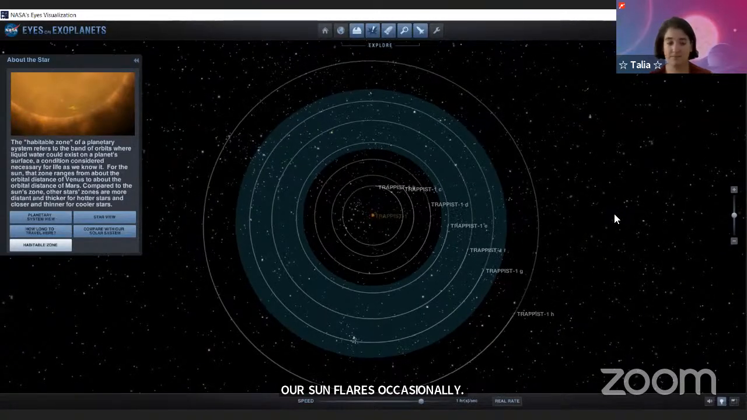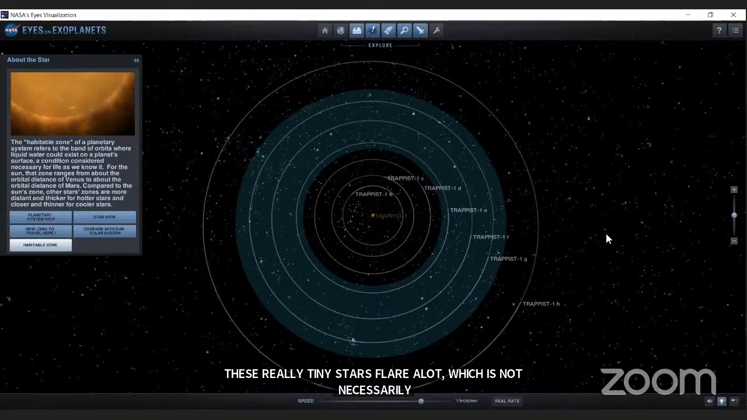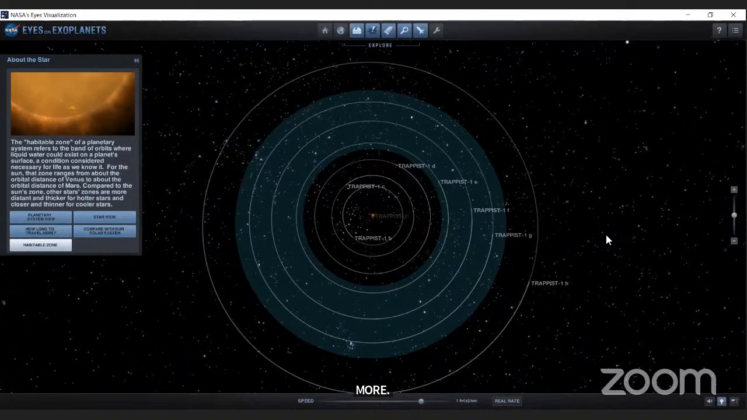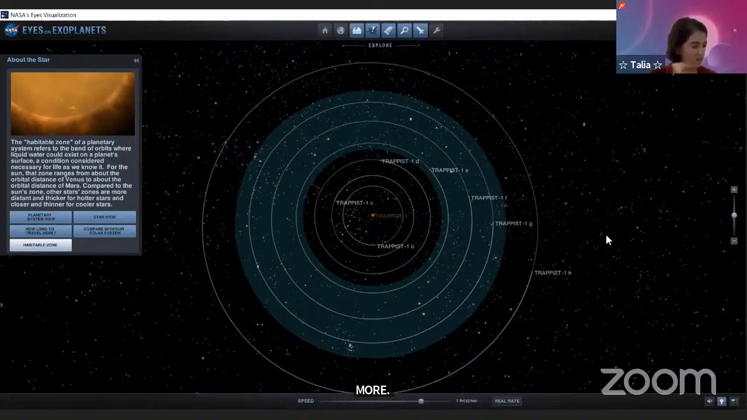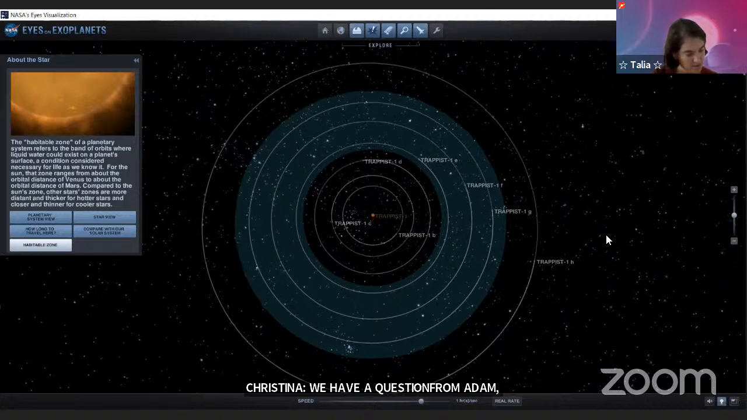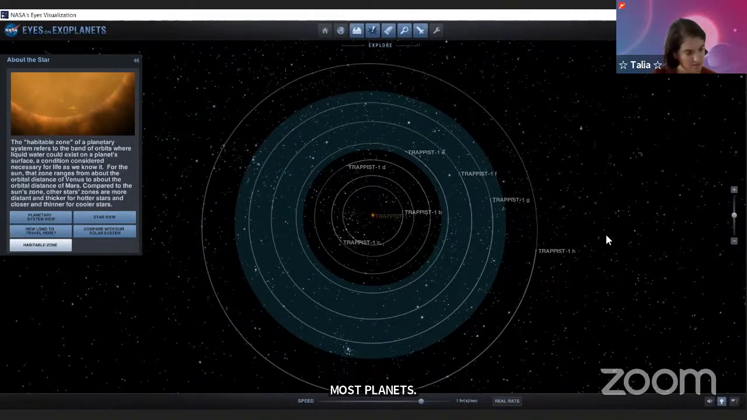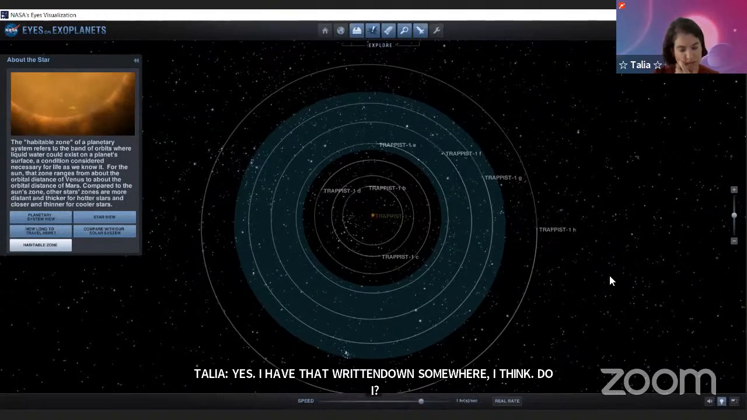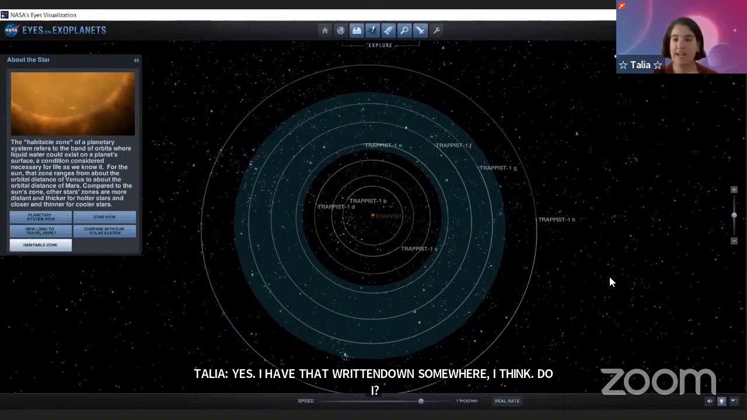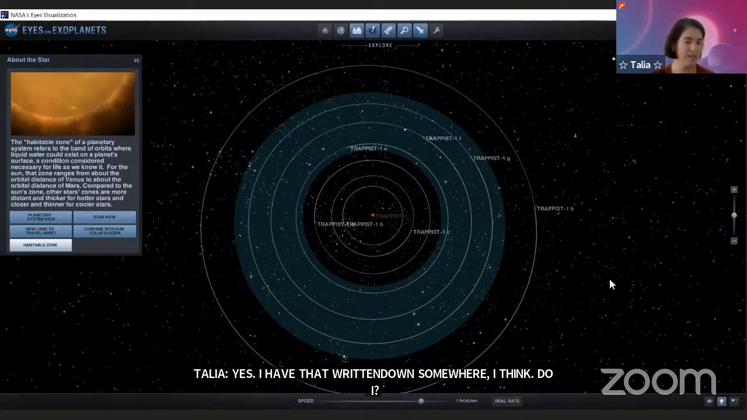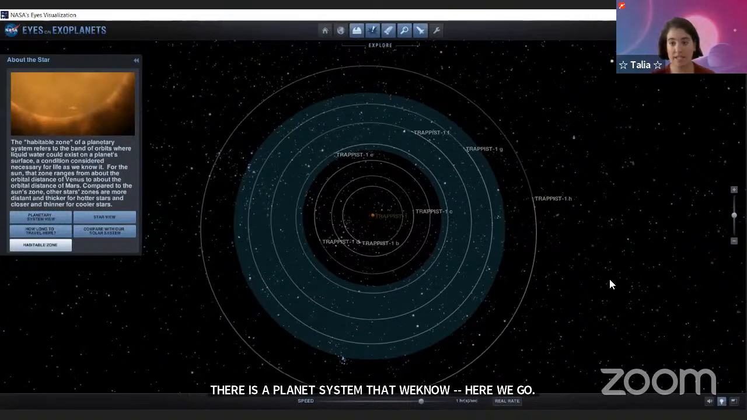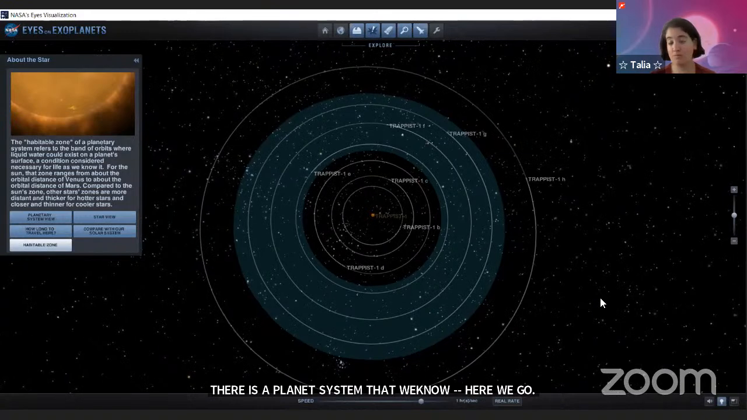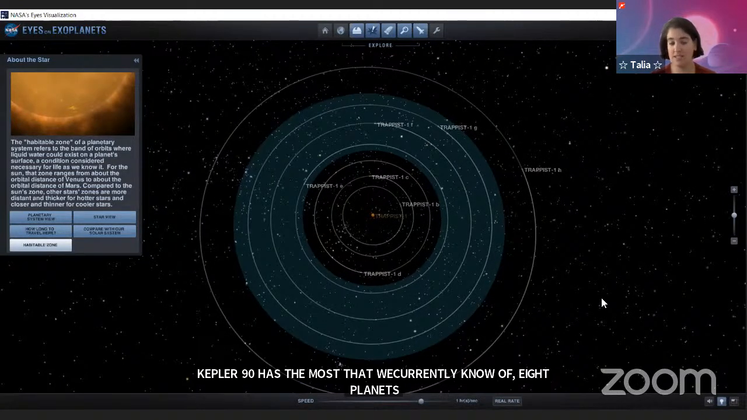Great. And we have a question from Adam, age 12, who would like to know if we know what solar system has the most planets. Yes. Hold on. I have that written down somewhere, I think. We do. There is a planet system that we know. Oh, yes. Here we go. Kepler 90 has the most that we currently know of. It has 8 planets, like our own. So that's the current record holder for most planets known in an exoplanet system for now.